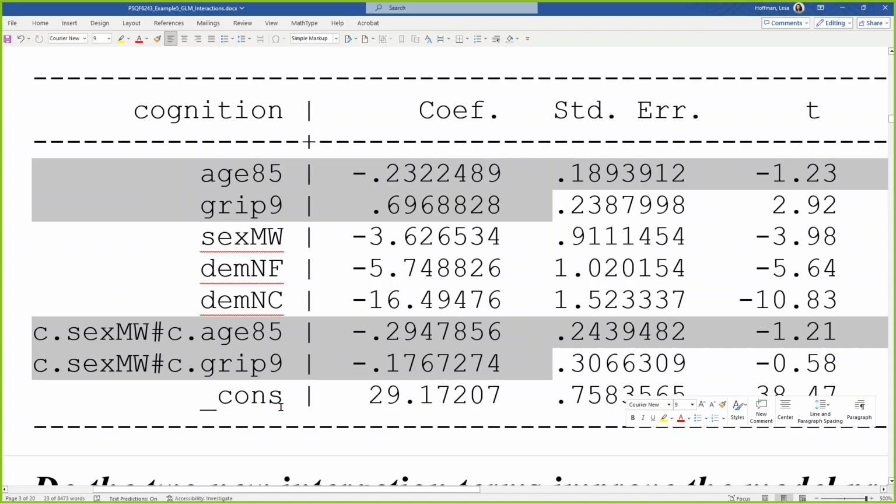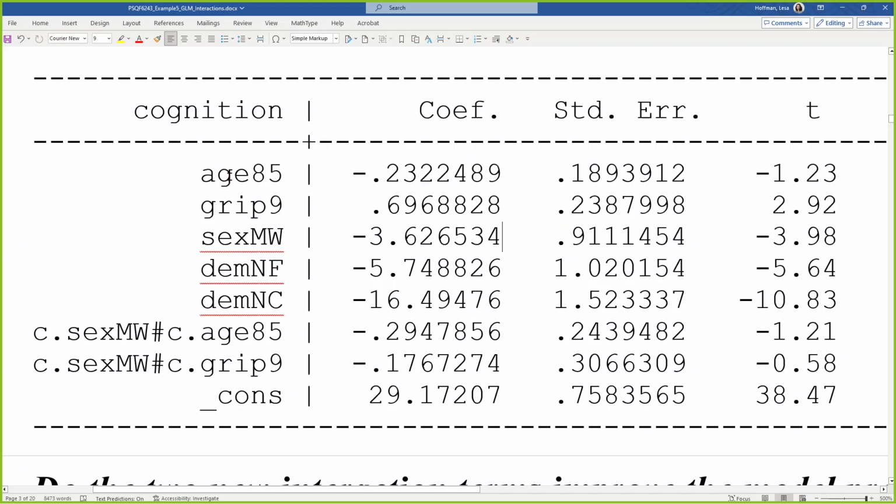When the interacting predictor is 0, which is for men, so age and grip, these slopes are now conditional. They are specific to men. So not just unique. Everything in here is unique, controlling for whatever else is in the model. But these are, beyond that, specific to men because of the interaction terms.